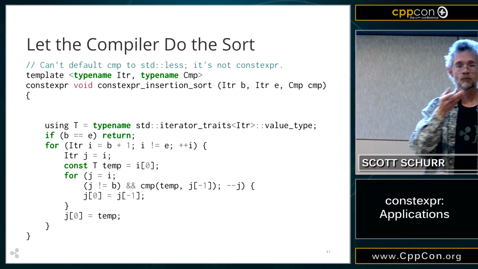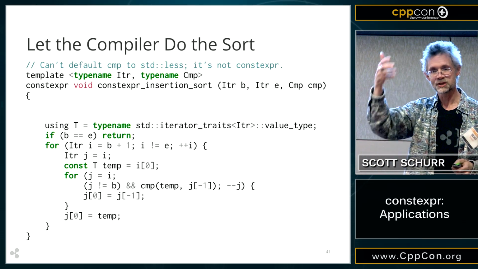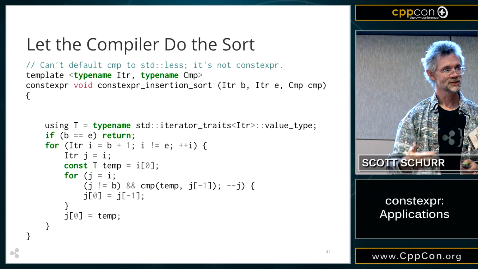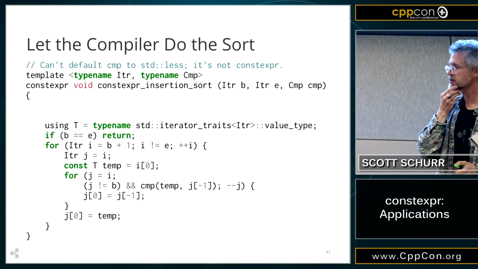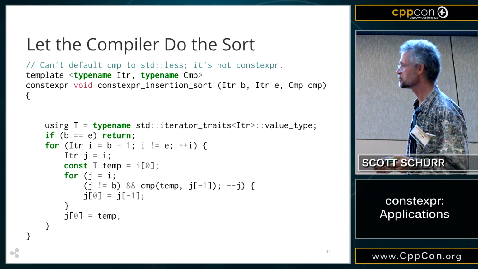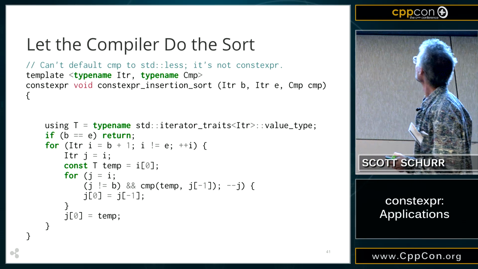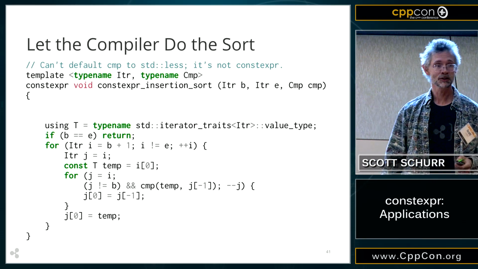So okay, we had a compile time check to say, is this an alphabetical array? Can we get the compiler to do the sort for us? Well, I probably wouldn't be asking that question if I didn't have the answer that I wanted to give you. Yeah, let's let the compiler do the sort.